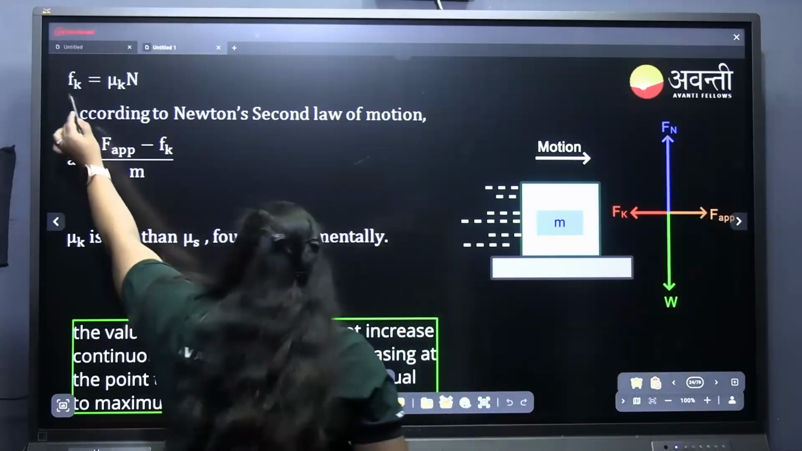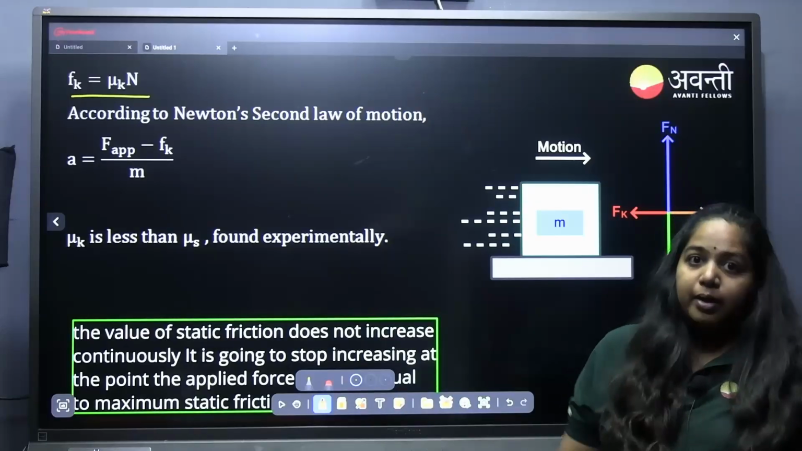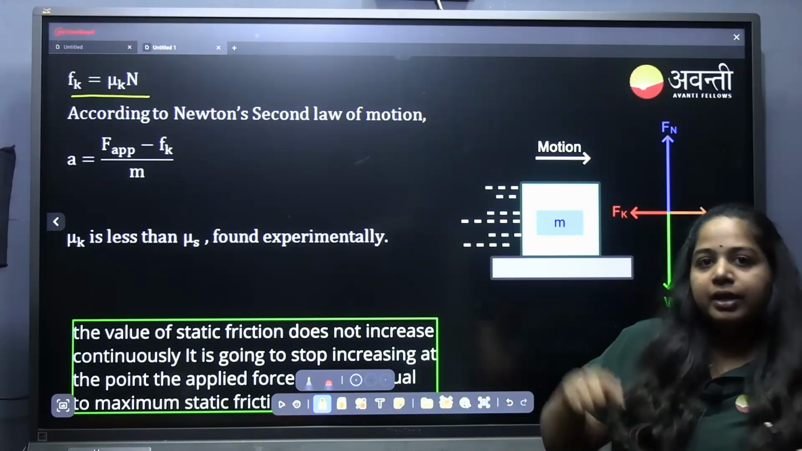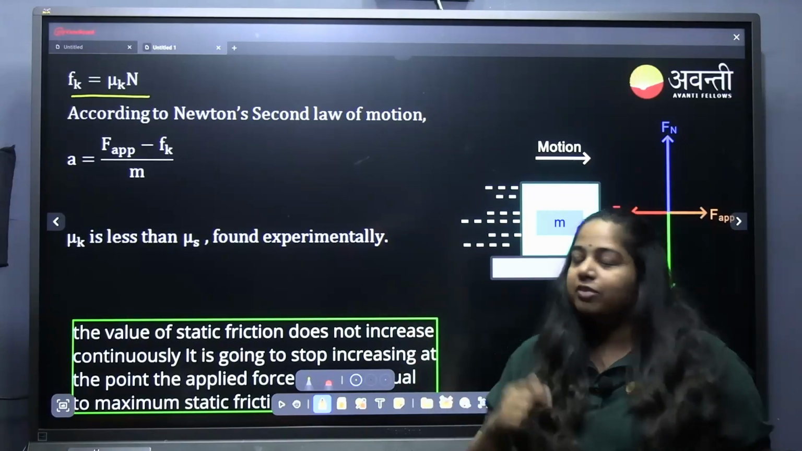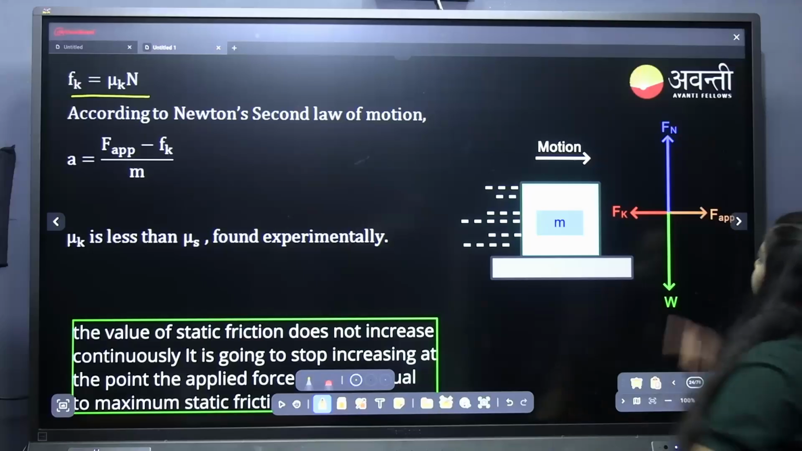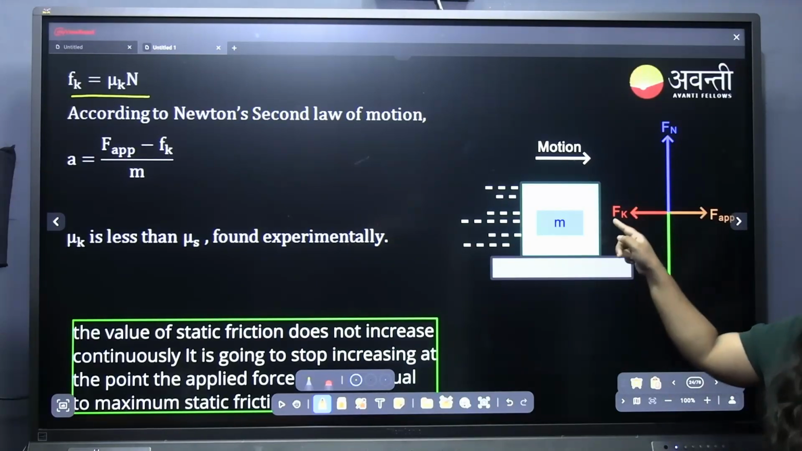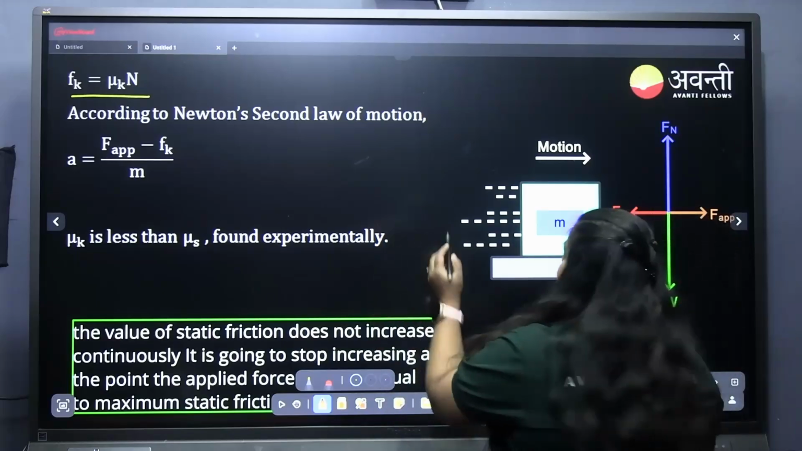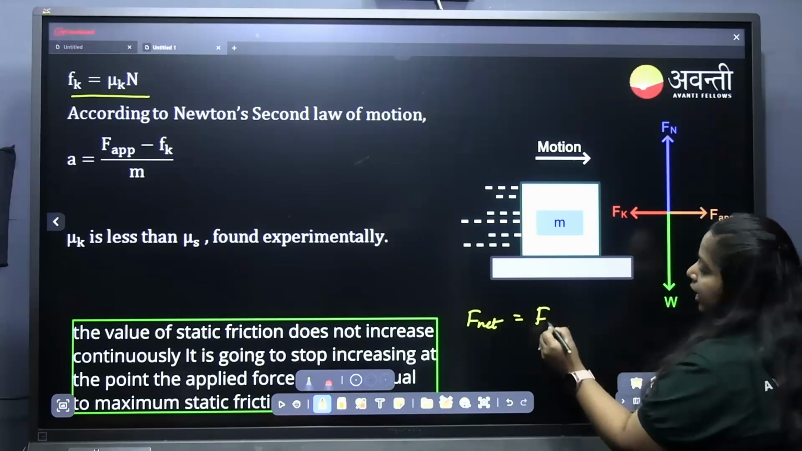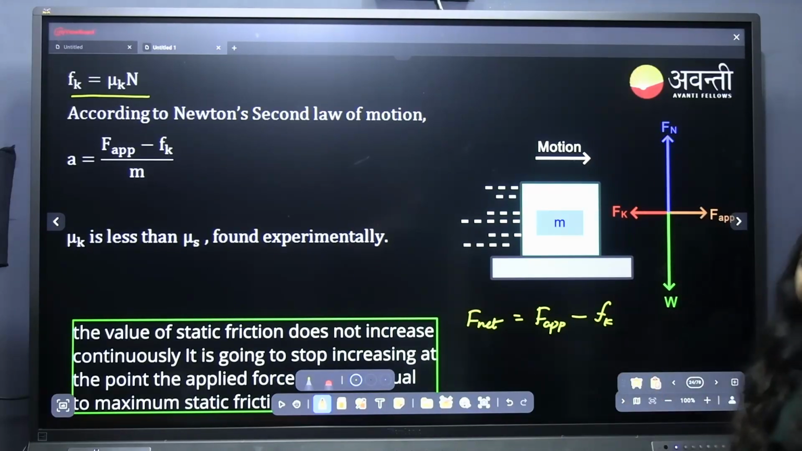And kinetic friction also has the same formula, Fk equals mu k into N. But here the coefficient of kinetic friction will come, whereas there it is the coefficient of static friction. Now, if some applied force F is there in this direction, the opposing force is kinetic friction, so we can say that F net will be equal to applied force minus kinetic friction.